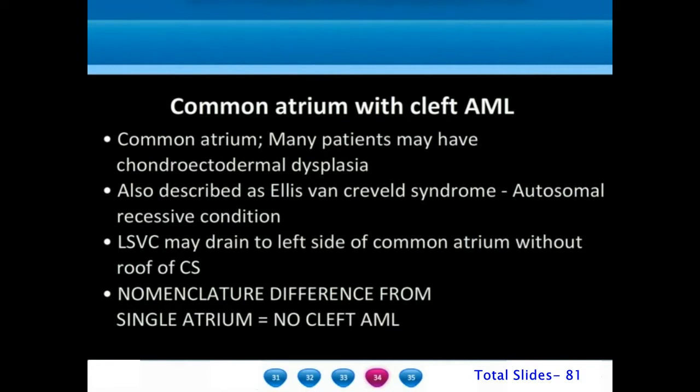Single atrium refers to a large secondary atrial septal defect and there will not be a cleft of the anterior mitral leaflet, whereas common atrium will refer to an extension of the partial AV canal defect and so will always be associated with cleft of the anterior mitral leaflet.